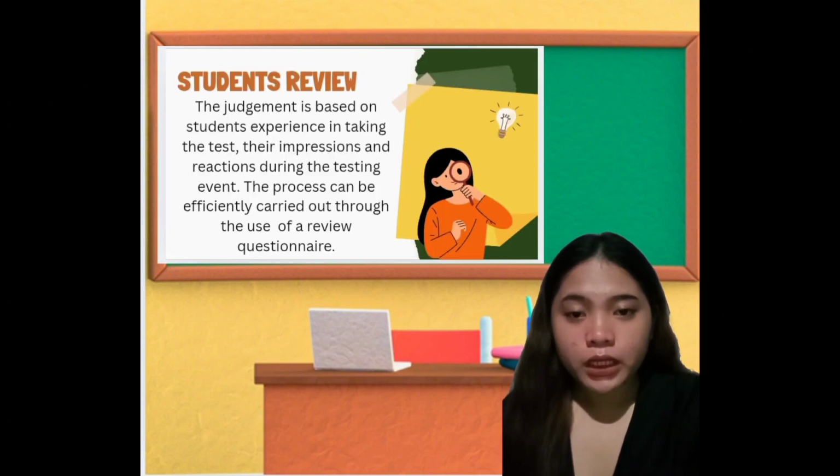So, let's move to student review. Engagement of students in reviewing items has become a laudable practice for improving classroom tests. The judgment is based on the student's experience in taking the test, their impression and reactions during the testing event. The process can be efficiently carried out through the use of a review questionnaire. Popham 2011 illustrates a sample questionnaire as shown in the table.